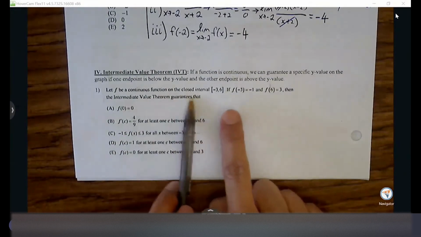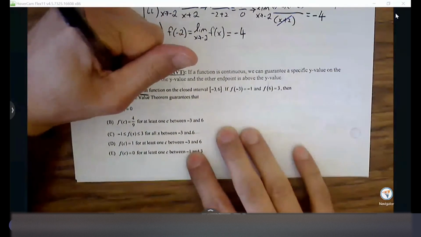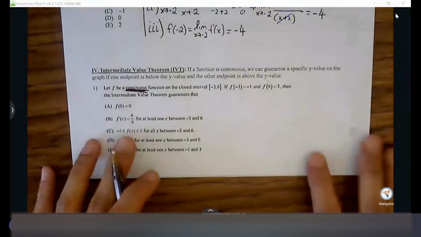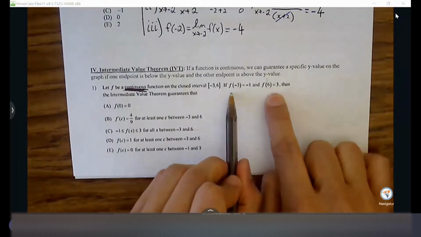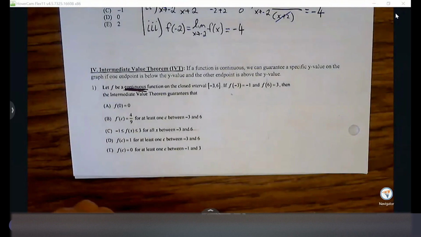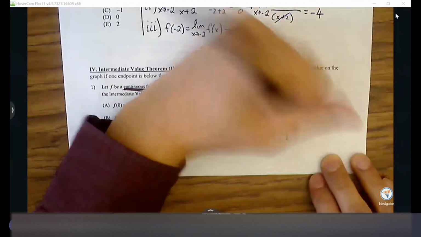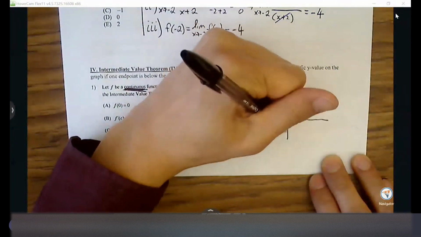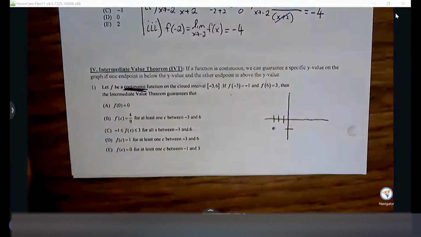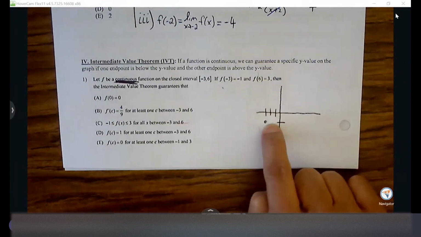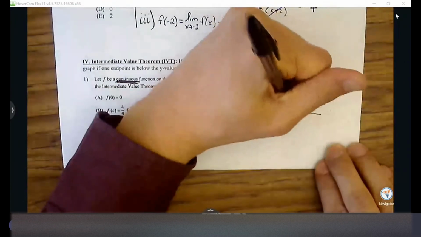So here it says our function is continuous on the closed interval. So they did tell us it's continuous. We know that we're not going to be dealing with any jumps or breaks or asymptotes or holes. And they're giving us two endpoints here. We have ordered pair -3, -1, and we have ordered pair 6, 3. So what can we guarantee about what lies between? The helpful thing about IVT is if you can sketch it out, you can convince yourself visually. So one endpoint is -3, -1. The other endpoint is at 6, 3.